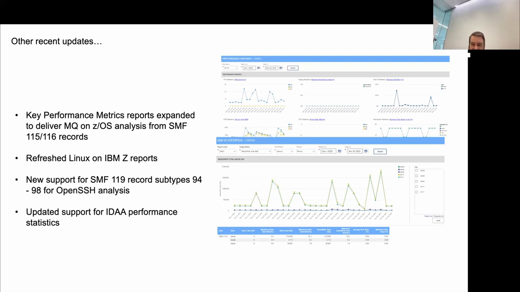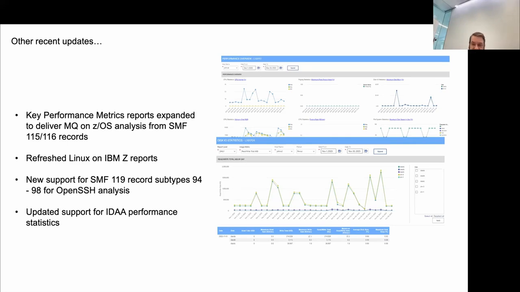We have also, in the last couple of weeks, refreshed our Linux on IBM Z reports. So one of the key things to think about with IZPCA is that it is not just a z/OS reporting tool. While it does store its data on DB2 for z/OS, you can pull in data from multiple sources as long as that data is structured. And we actually have reports for some distributed platforms like Windows. We also have some stuff on Power as well.